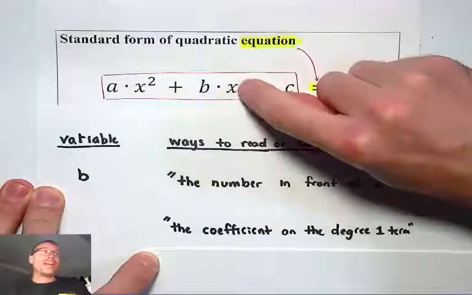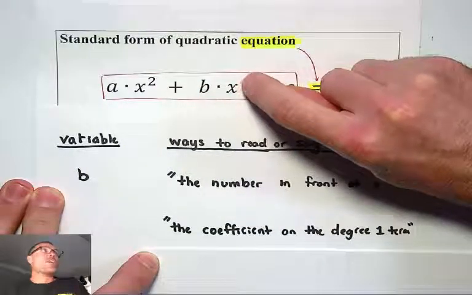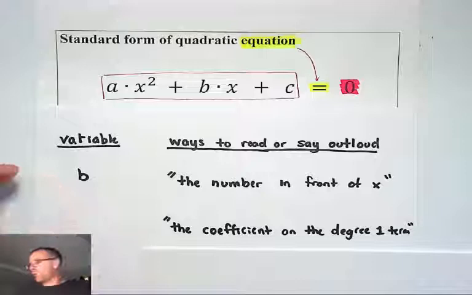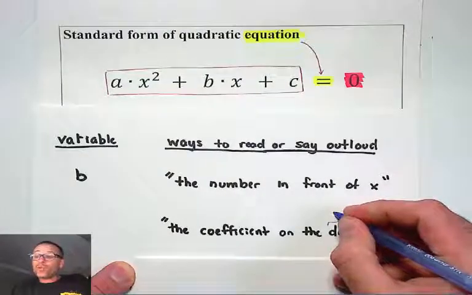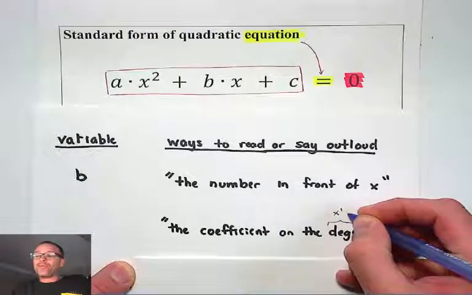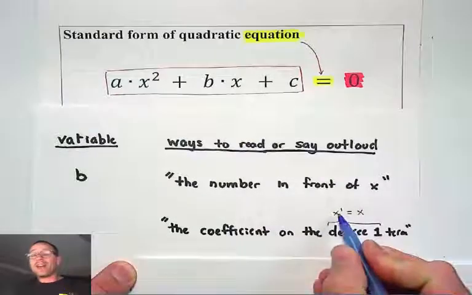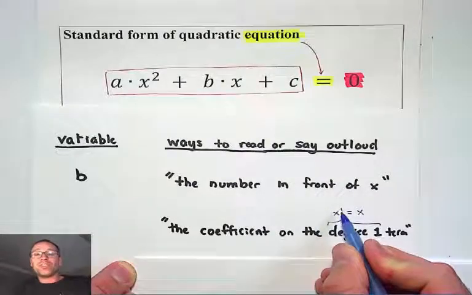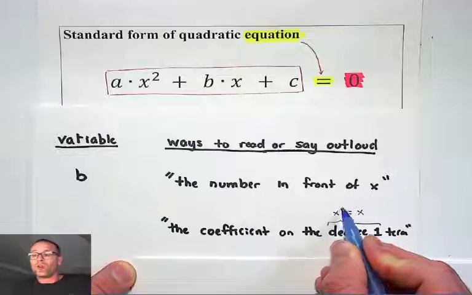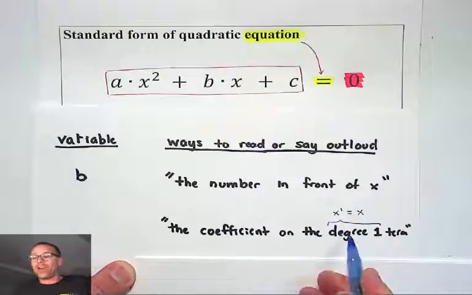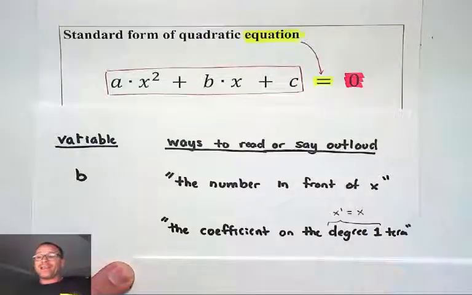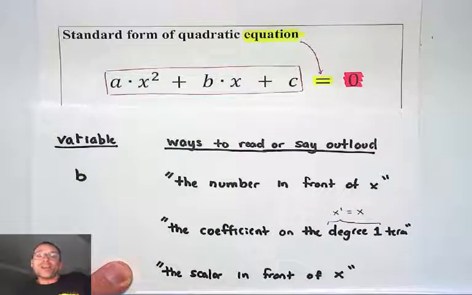This x right there has an unwritten 1 in the exponent. In particular, there's this very famous rule that says when I take x to the first power, that's just x, because I'm counting the number of times that x shows up as a factor with itself. In this case, there's only one factor, so it's just x. That's what we call the degree 1 term. That's b. The other way to say b is the scalar in front of x.